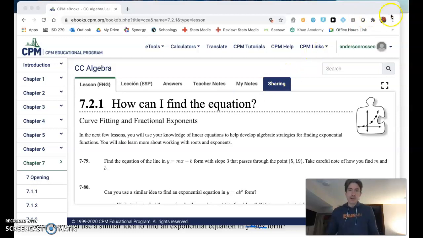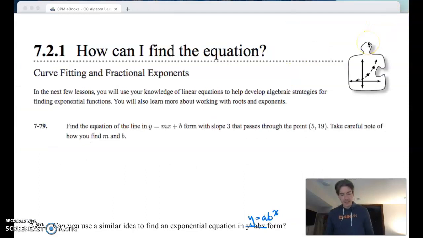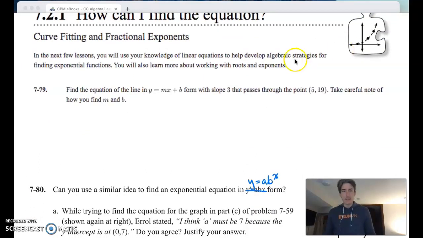So here we go. I've set up some notes and you guys can see these here in number 7-79. We've got an equation of a line in slope-intercept form here with a slope of 3, and it passes through this point. We're going to go ahead and write the equation of the line having these characteristics. It says take careful notes. What we're going to do is just pay attention to some of the things that we're doing, and we're going to do some solving.